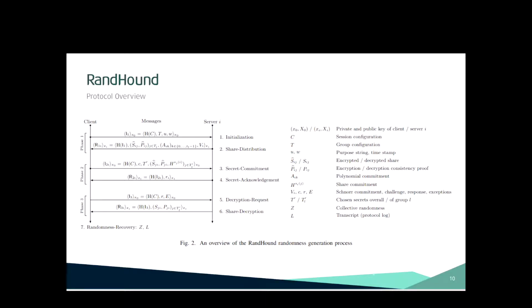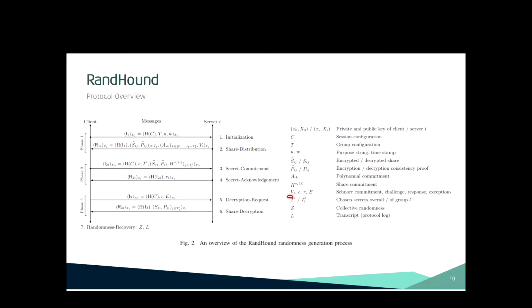And Sij means share that is sent from I to J, and hat means encrypted. And Pij means proof that is sent from I to J, and it is used when NIJK proof. Also, hat means encrypted. And Aik means polynomial commitment, and HSIJ means commitment that is created at proof S with P and J.